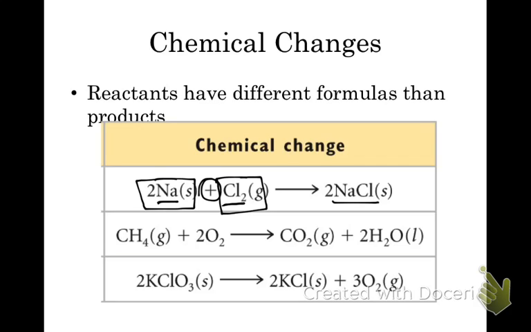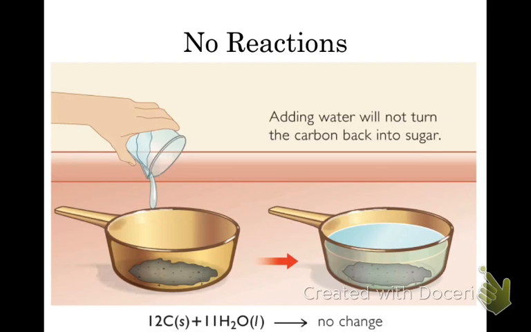Here I have CH4 gas added to O2, and when I add an organic compound like CH4 to oxygen, I know that I can undergo combustion, which produces CO2 and water. Here I have potassium chlorate, KClO3. It starts out as a solid, and then it can break down or decompose into KCl, potassium chloride, and oxygen. That oxygen will end up being a gas.